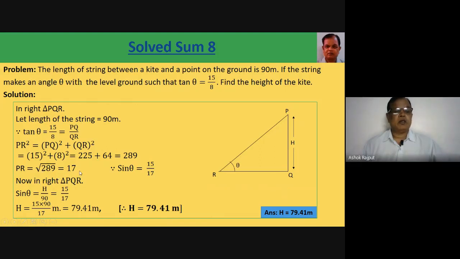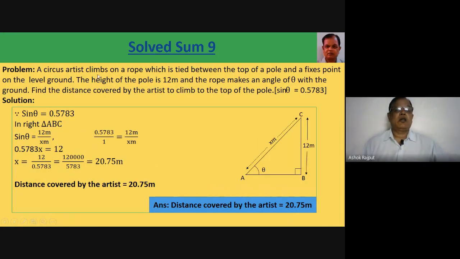Now the next question is question 4. The top of a tower makes an angle of 45 degrees at a point in the horizontal plane at a distance of 20 meters. Find the height of the tower. Here also is the relationship between the base and perpendicular. As we know, the angle of elevation is 45 degrees. In the right angle triangle, angle B is 90 degrees.